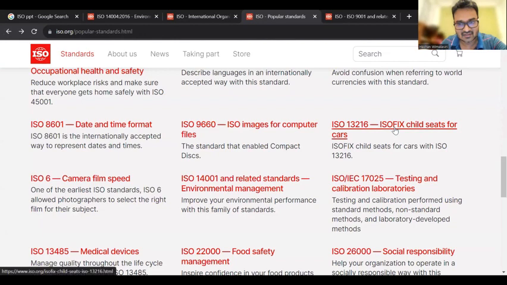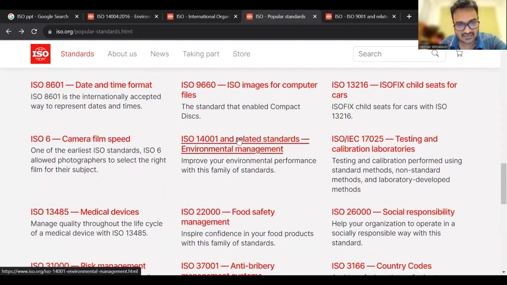Then there is ISO in cameras. The camera film standards were one of the earliest ISO standards. It allowed photographers to select the right film for their subjects.